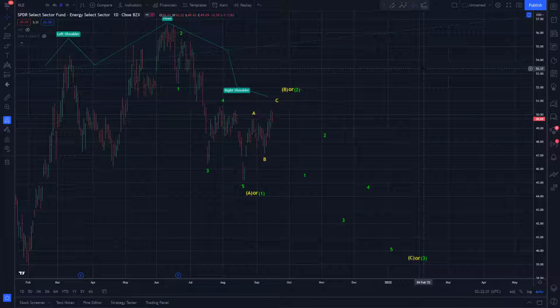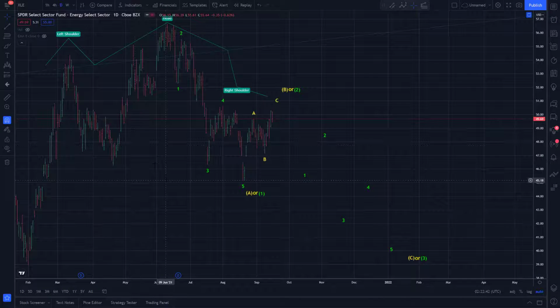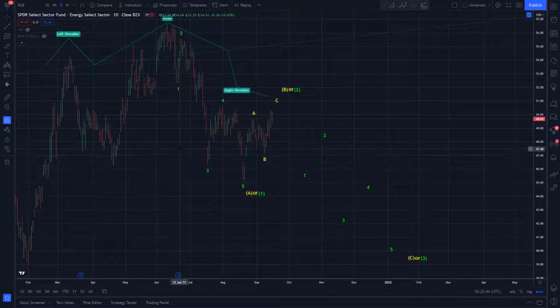I want to have a look at the chart here on XLE and present the downside trade setup and trade idea. I'll just go through this chart here first, and we're looking at the daily chart of XLE.